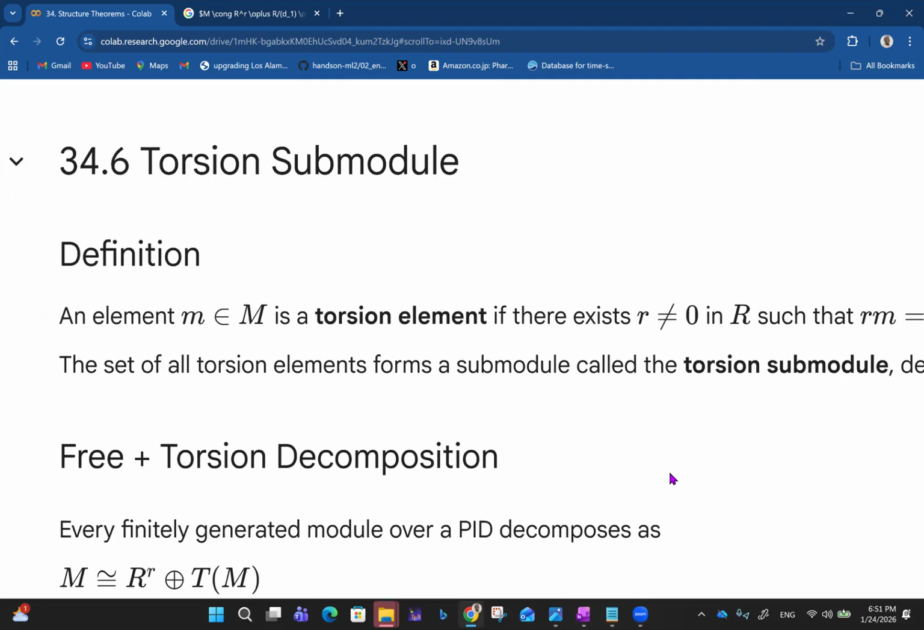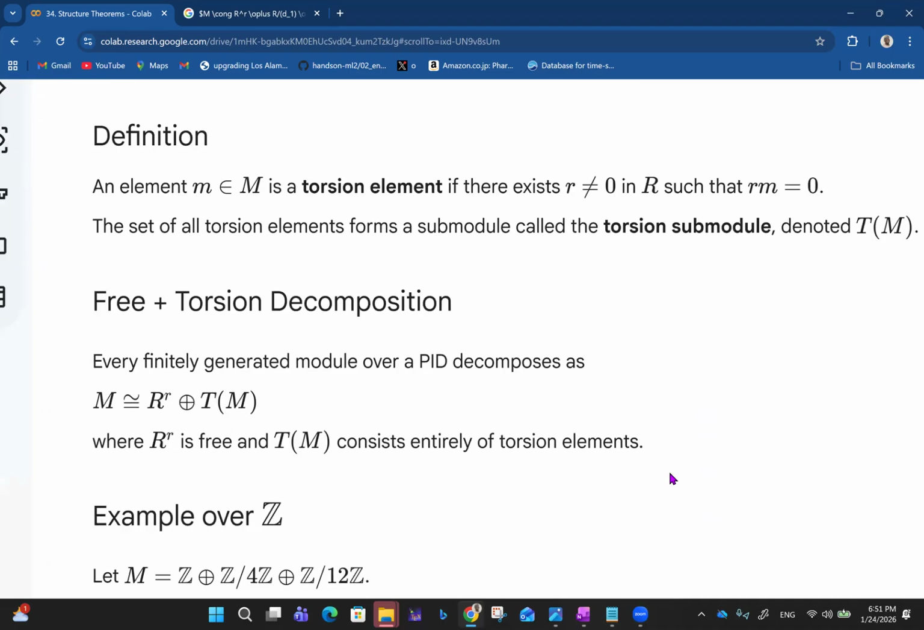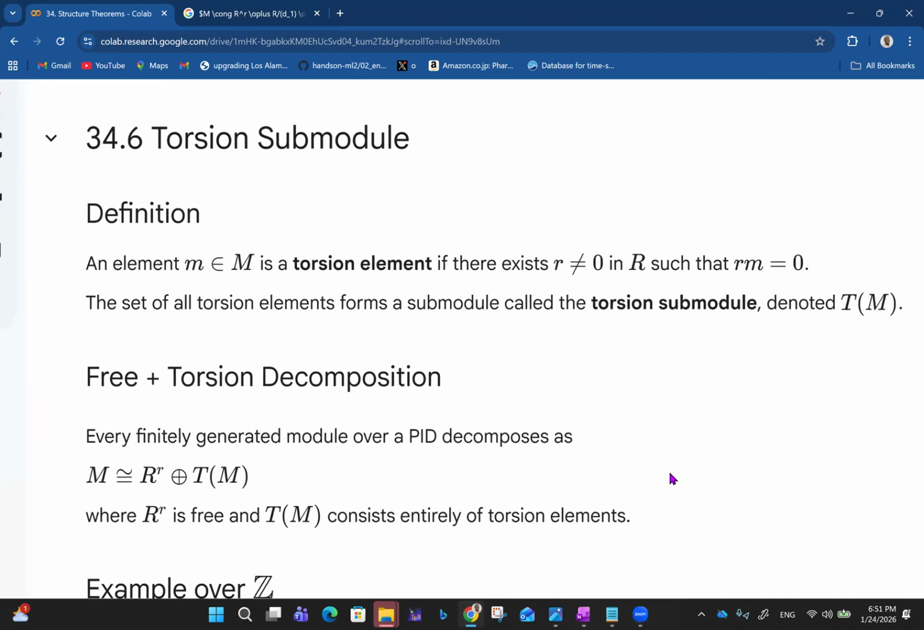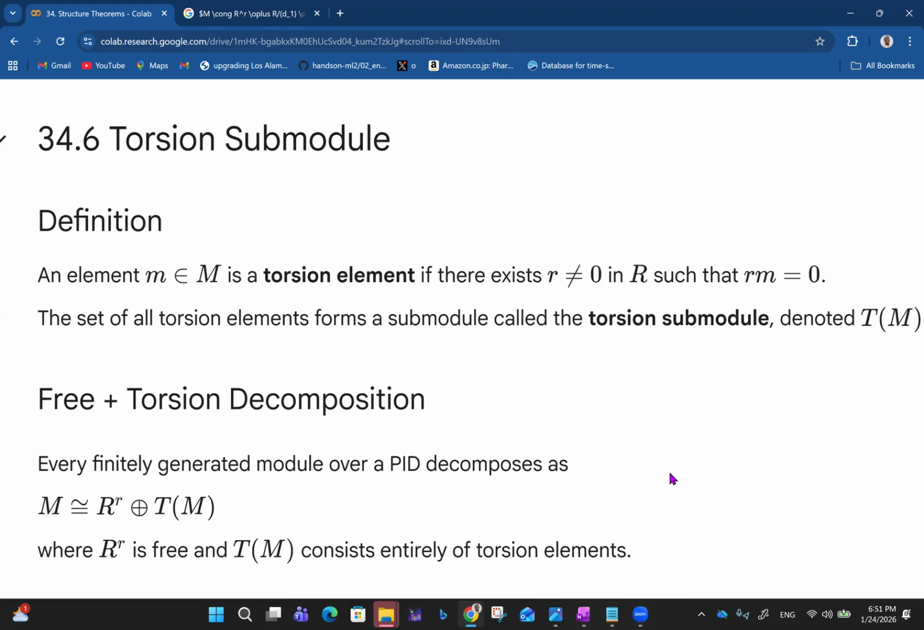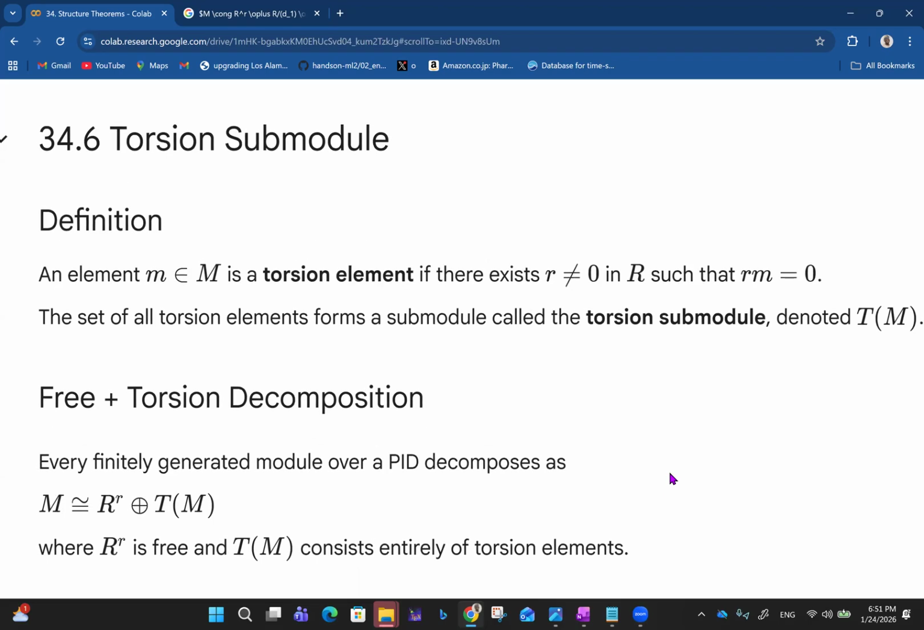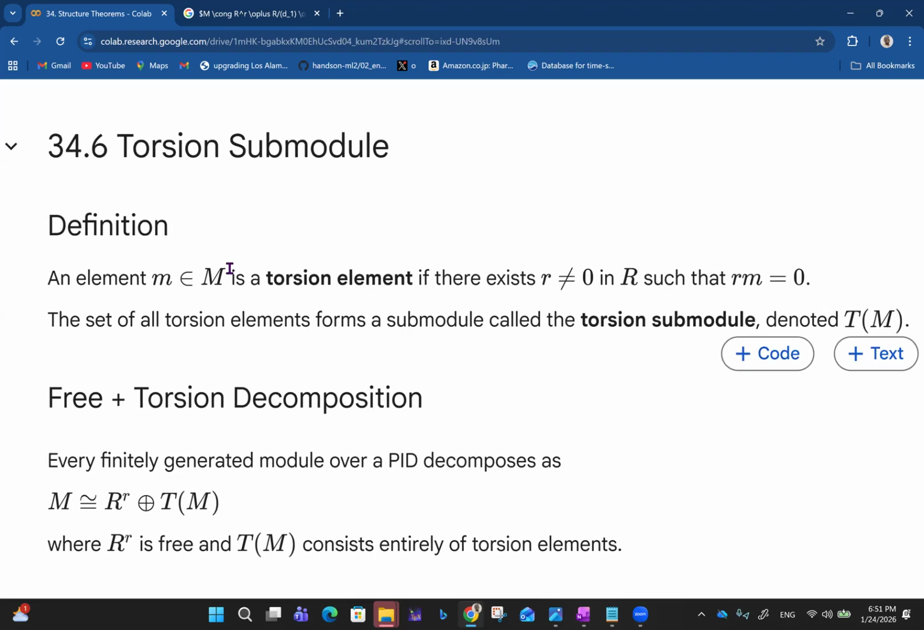Let me just accommodate everything at once. So for the torsion submodule, we have this. An element m belonging to M is a torsion element if there exists r not equal to 0 in R such that rm is equal to 0. So in that case, we say that this element m is said to be a torsion element if there exists an r not equal to 0 in R such that rm is 0.